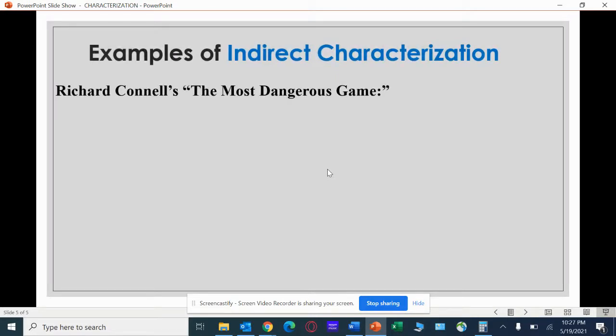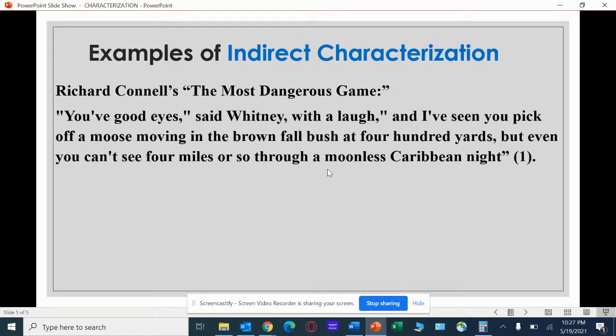So, in The Most Dangerous Game, we have this really good quote from Whitney speaking. It's a twofold characterization here. "You've good eyes," said Whitney with a laugh, "and I've seen you pick off a moose moving in the brown fall bush at 400 yards, but even you can't see 4 miles or so through a moonless Caribbean night." So, we have a couple of things. We have Whitney himself as a character, in terms of him being in awe of Rainsford.